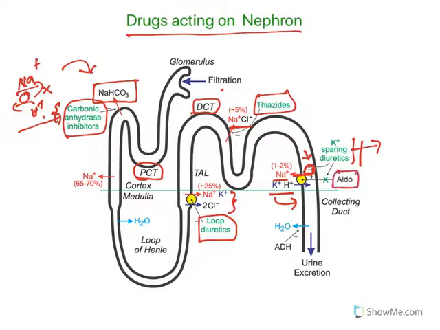Similarly, aldosterone's job is to activate these sodium channels. If you inhibit that, sodium will not be reabsorbed, rather it will be going out of the body. So finally it goes out as urine excretion. Now the other important fact is, look at this. Sodium 65 to 70% will be reabsorbed at proximal convoluted tubule. 25% will be reabsorbed at thick ascending loop of Henle, whereas 5% will be reabsorbed at distal convoluted tubule. So this is briefly about the drugs and their mechanism of action.